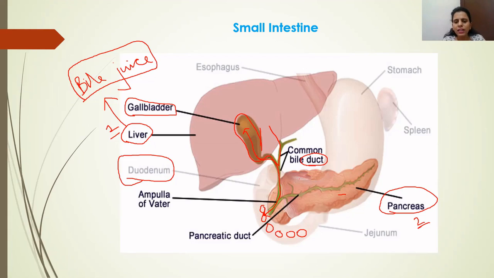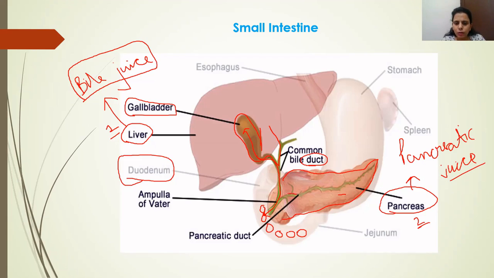Similarly, on the right side, just under the stomach, there is a leaf-like organ. You can see it here, and this organ is known as the pancreas. This pancreas also releases a juice, and this juice is known as pancreatic juice. So this pancreatic juice is produced by the pancreas.